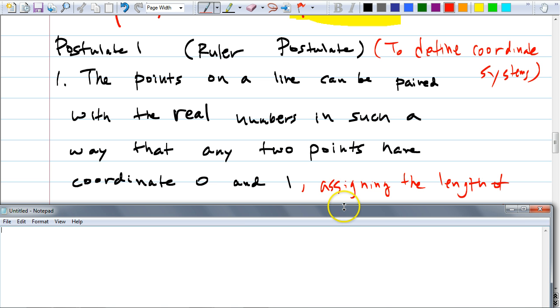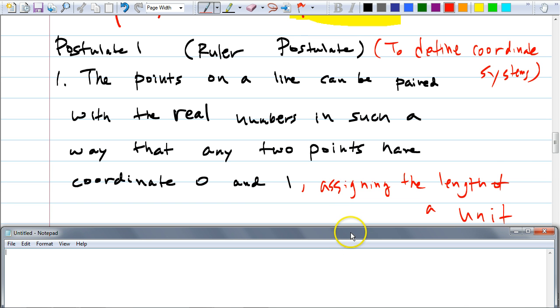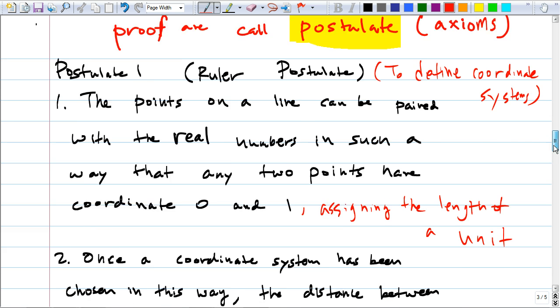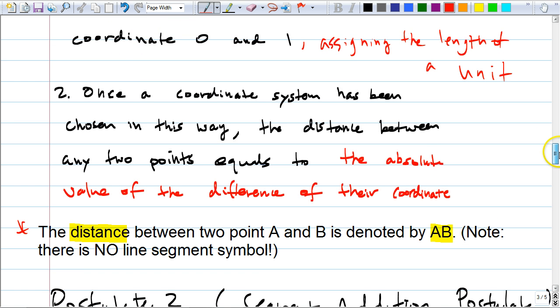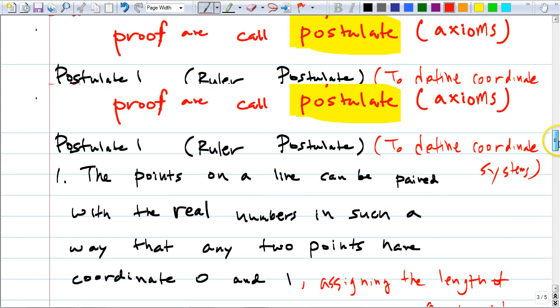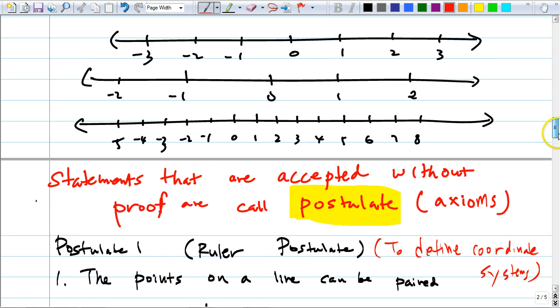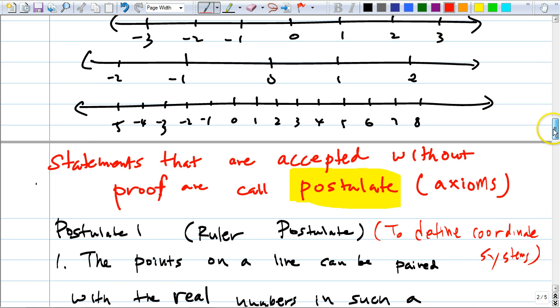And this is basically assigning the length of a unit. Here's what I'm trying to say. We're just basically drawing a number line, okay? When you draw a number line, don't you need to know how much is 1 unit, right? So if you have 0 and 1, now that determines 1 unit, and then you kind of go on forever, right? You see what that means? Yeah.